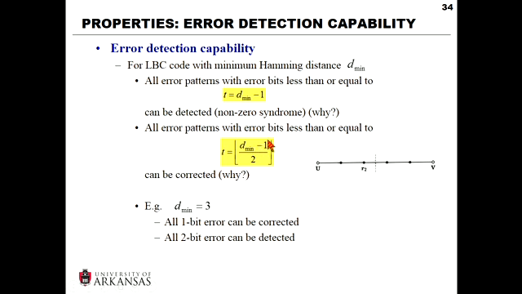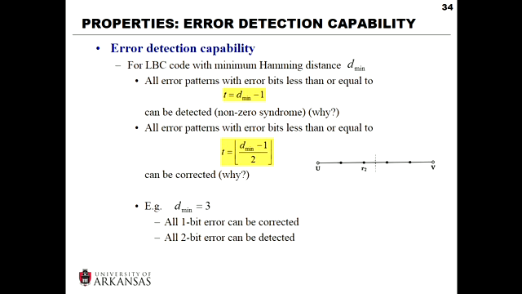And this is the floor operation, which means if it's 1.2, it's going to be a 1. Okay? So it's the largest integer that is smaller than this value. Again, if this value is 1.9, the floor of 1.9 is still just 1. Okay? It just takes the integer part. So (dmin minus 1) divided by 2, in our example, is 1, so it can correct 1 bit of error. It can detect all 2 bits of errors.